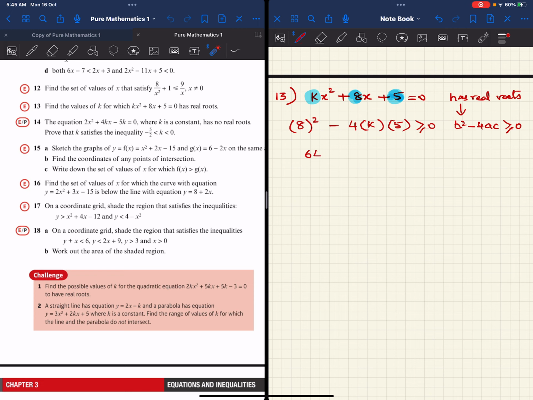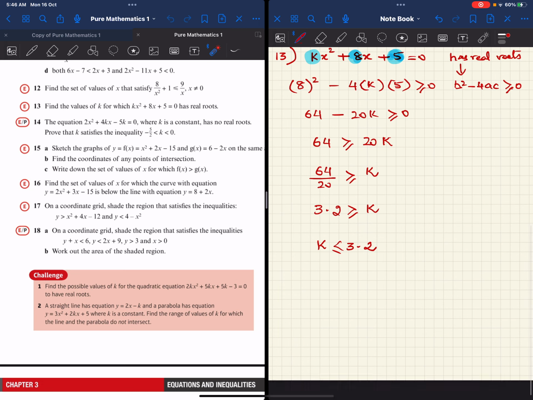So we have 64 minus 20k is greater than or equal to 0. Therefore, 64 is greater than or equal to 20k. Therefore, 64 divided by 20 is greater than or equal to k. So 64 divided by 20 is 3.2. In other words, k is less than or equal to 3.2. So that answers question number 13. Moving on to question number 14.